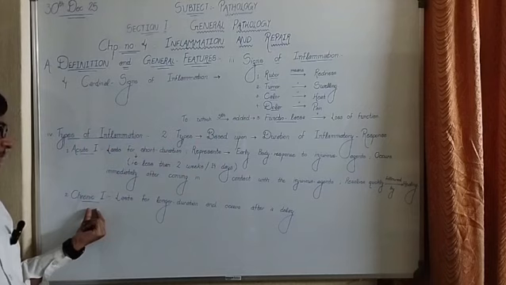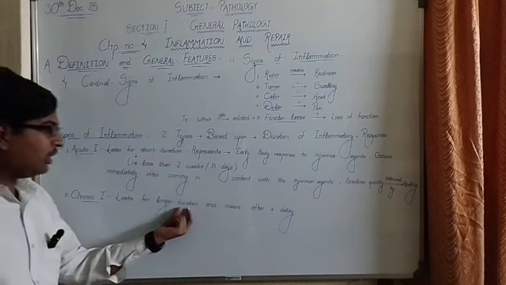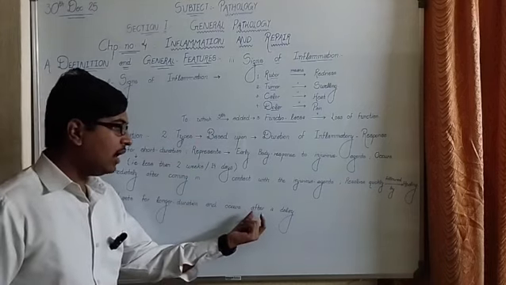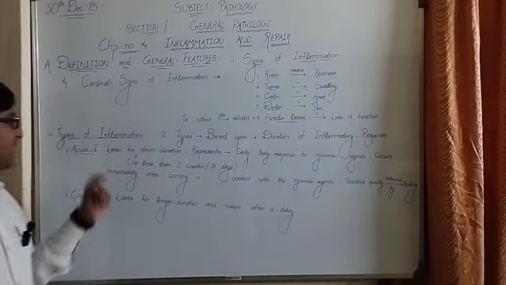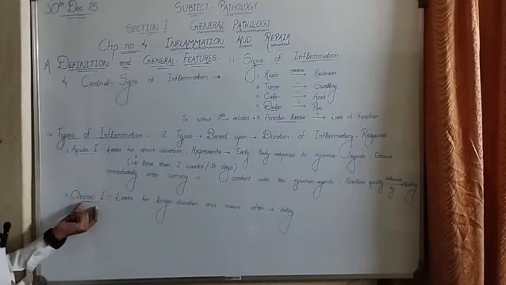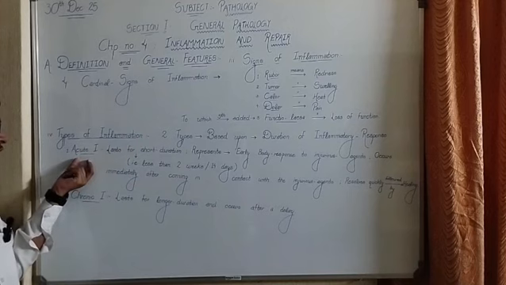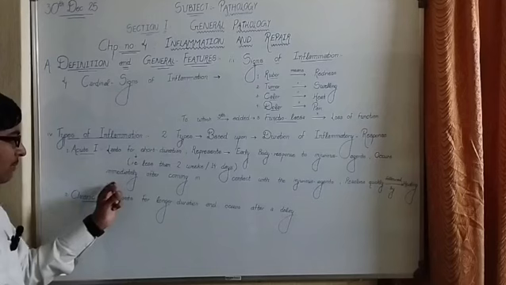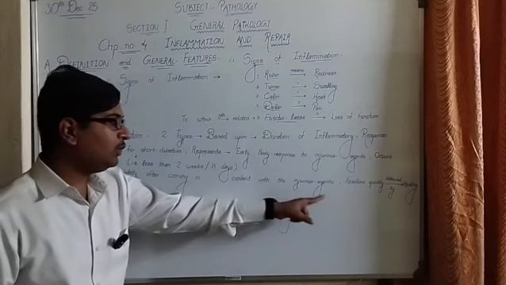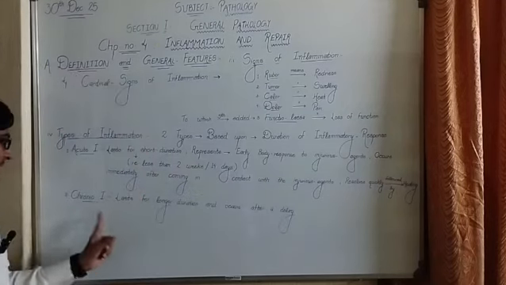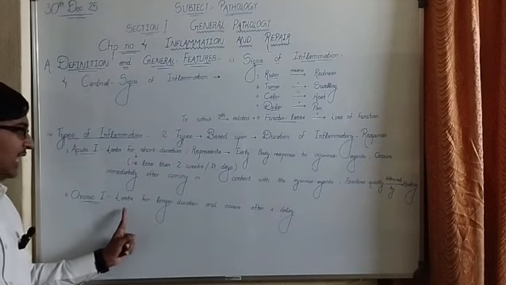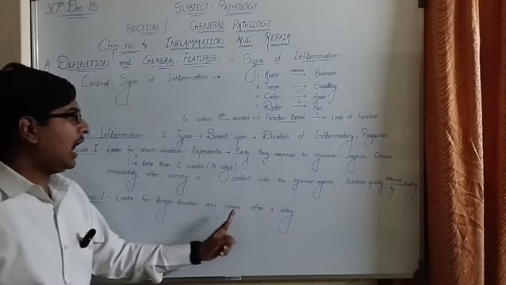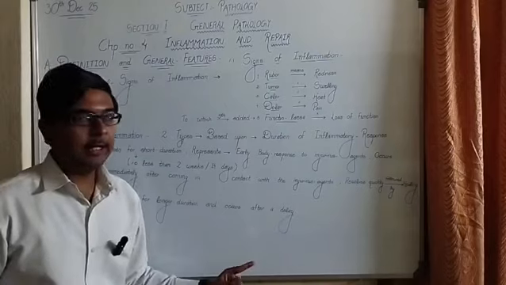Whereas chronic inflammation lasts for a longer duration and occurs after a delay. So this is the basic difference between acute and chronic inflammation, where acute inflammation lasts for a shorter duration and occurs immediately after coming in contact with the injurious agents. On the other hand, chronic inflammation lasts for a longer duration and occurs after a delay.